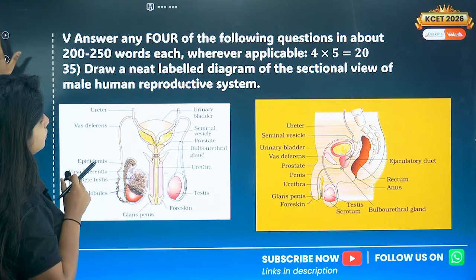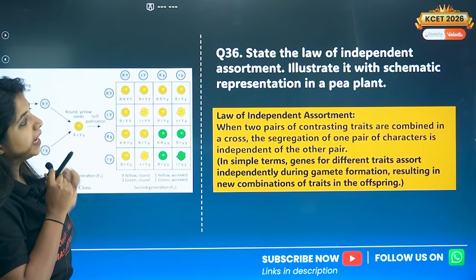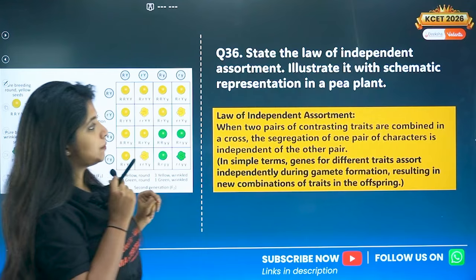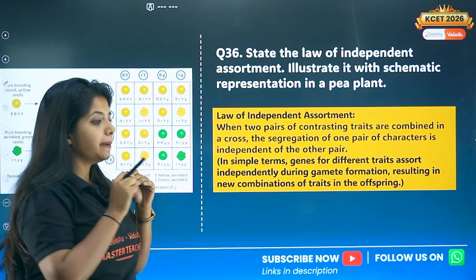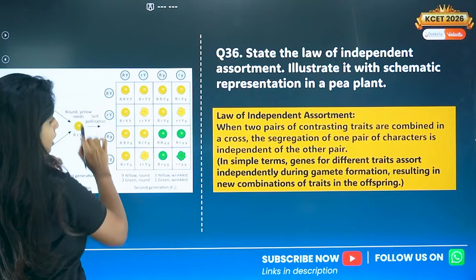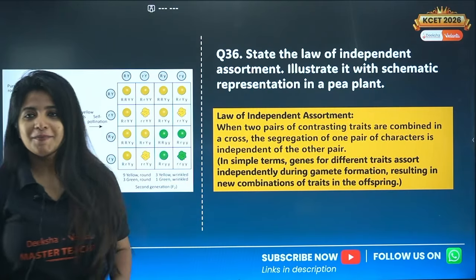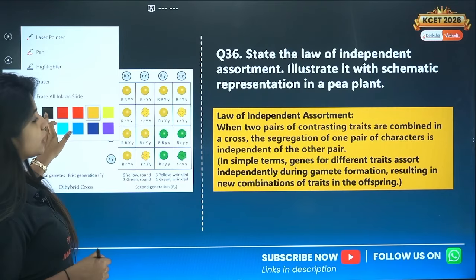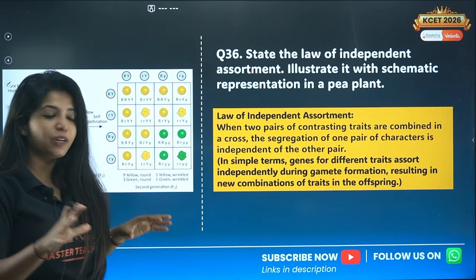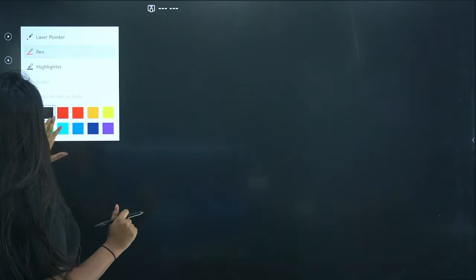Next, state the law of independent assortment illustrated with the schematic representation in a pea plant. So what do you mean by independent assortment? We were here, we had to talk about the law of independent assortment, my dear children, and I'll explain it with the help of a quick little diagram.